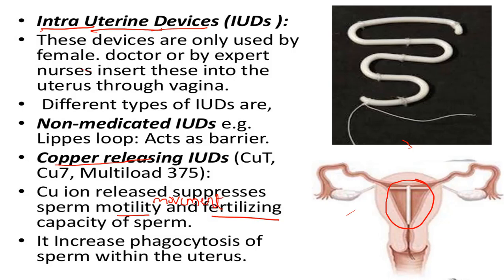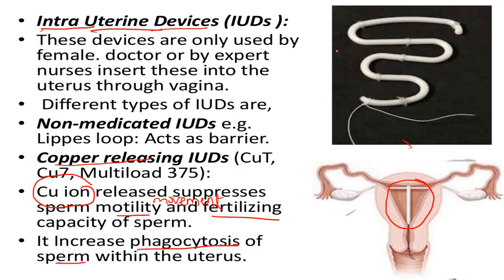Suppresses means prevents the movement of the sperm, and hence the sperm cannot go to the fallopian tube and cannot fertilize the egg. If there is no fertilization, there will be no baby. In addition to this, the copper ion which is present also increases phagocytosis of the sperm. Phagocytosis means basically there are cells in the uterus which will go and eat the sperm. Once the sperm is eaten, the egg cannot be fertilized and there will be no baby.